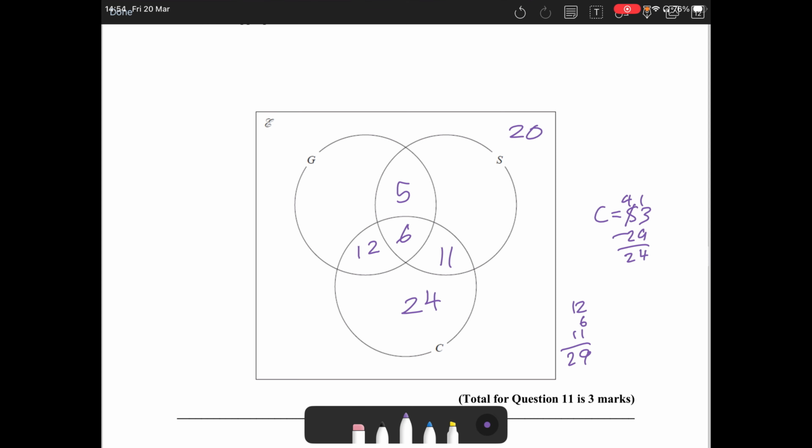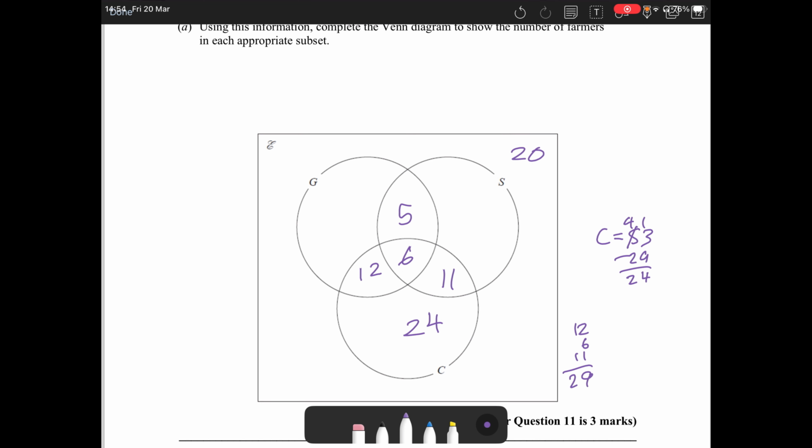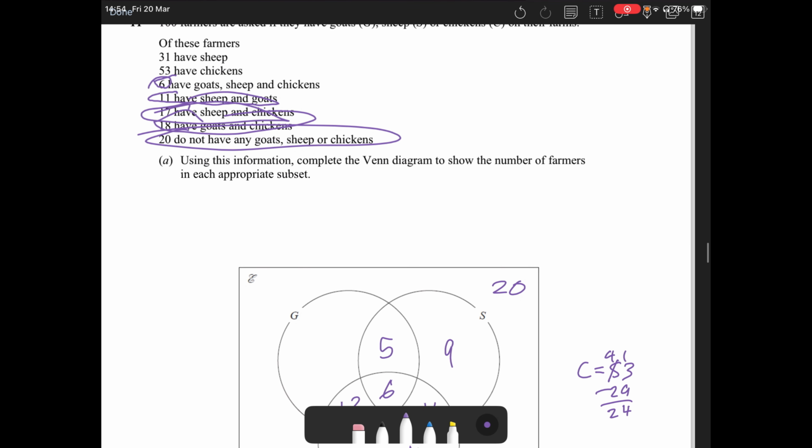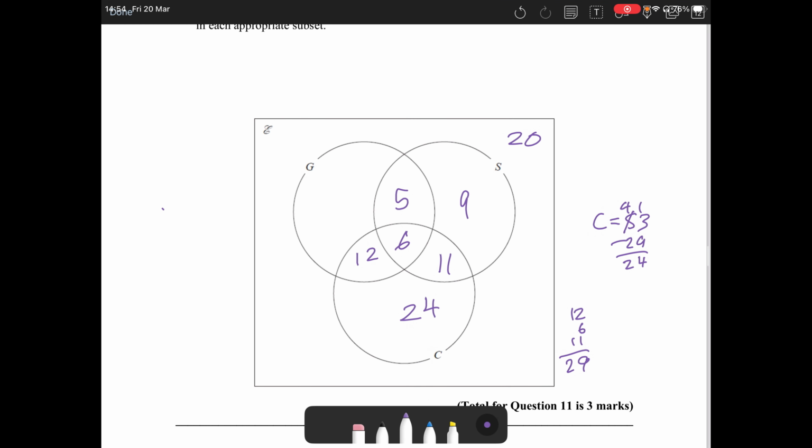This bit you probably do in your head. 9, I believe. And to work out the last missing section, you do have to add all these up and take away the answer from the total, which we're told is 100. So we are going to need to add the 20, the 9, the 5, the 6, the 11, the 12, and 24. This is going to be tricky. Don't make mistakes now.